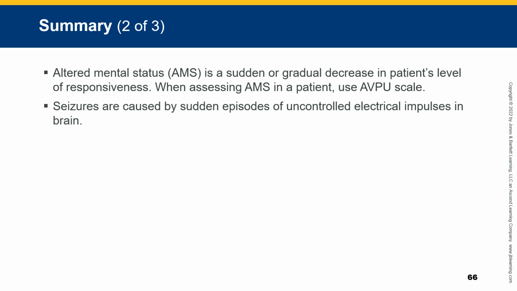Continuing with our summary, we talked about AMS, or altered mental status, which is a sudden or gradual decrease in the level of responsiveness. When assessing AMS in a patient, use the AVPU scale, which we reviewed in this chapter and a previous chapter.